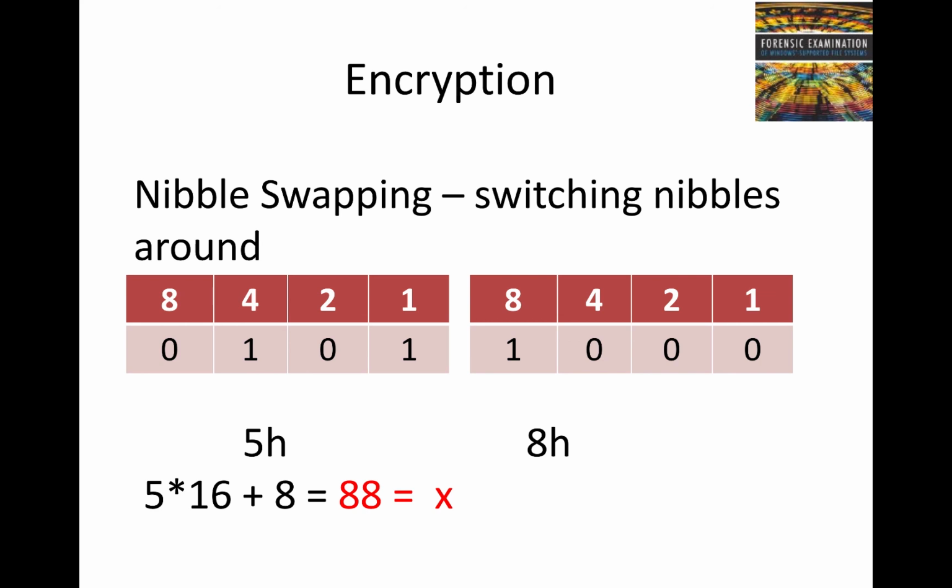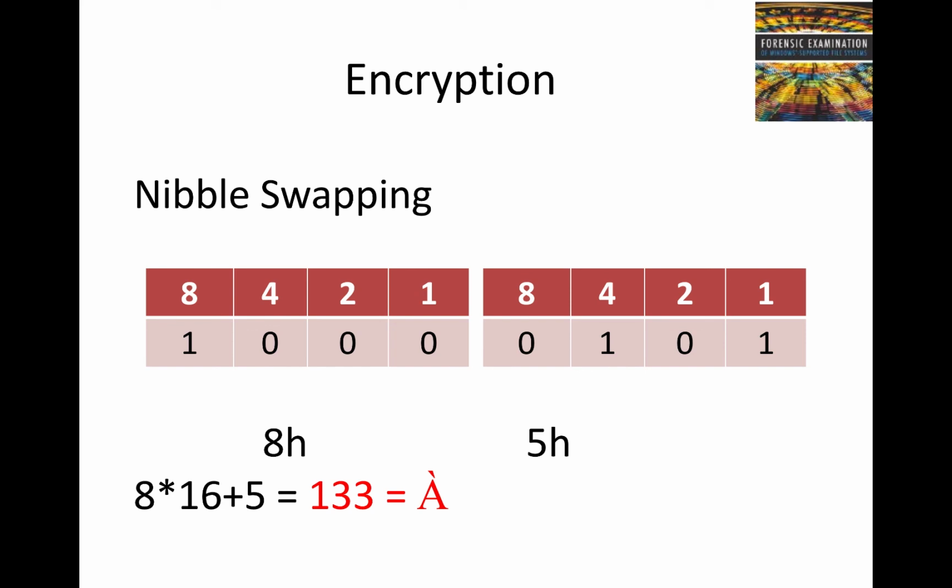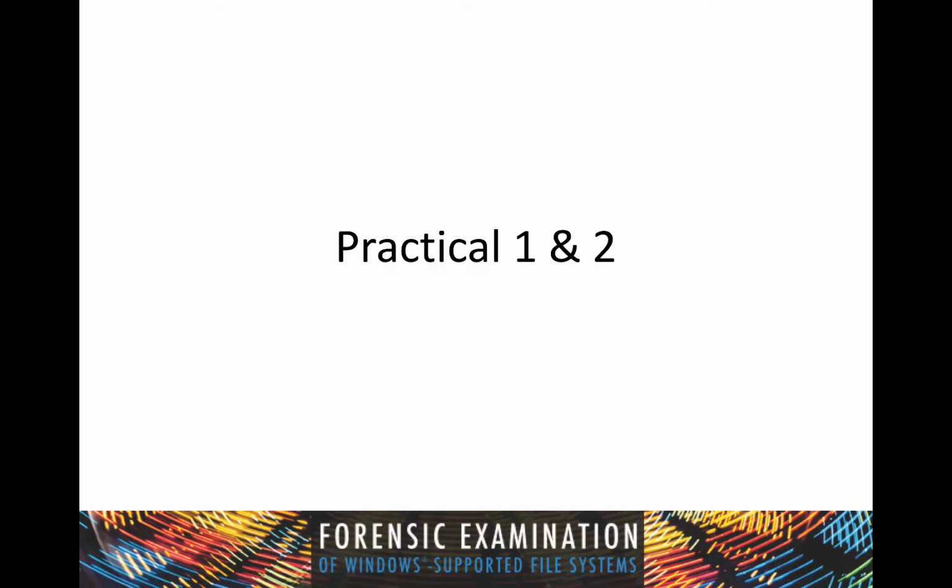And now we're going to swap the positions. And so now we go to an 8 hex and a 5 hex for your two nibbles. If you calculate out the decimal value, it's 133, and that's the capital A with that little slash above it. So again, we're encrypting from a lowercase x to this different character by just swapping the nibbles. Okay. This isn't real high-level encryption, and this would be fairly easy to crack, but it is a rudimentary way of hiding information.